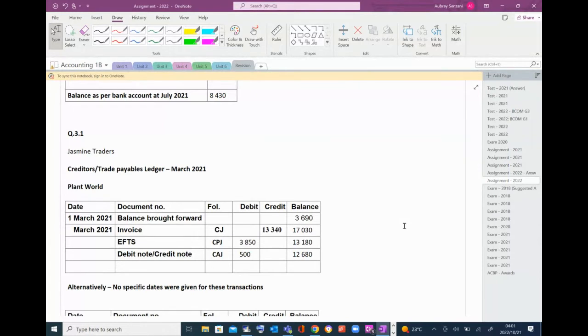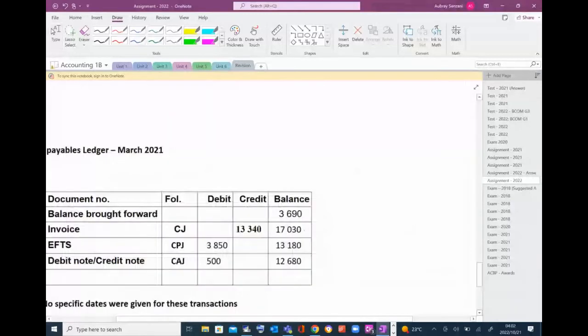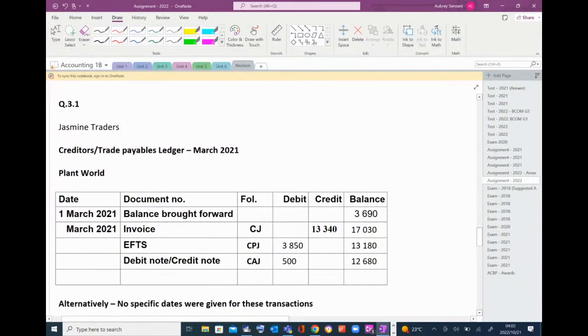Okay, the reason why in the statement, which was produced by Plant World, if you look at the March statement, you'll see on 1 March they say 4,540. The reason why they have that is because they have not gotten the payment that was paid to them in March. Okay, so that's fine. So we then obviously open our books by using the 3,690, which you see, okay, for March that is at least. Okay, then we go on.